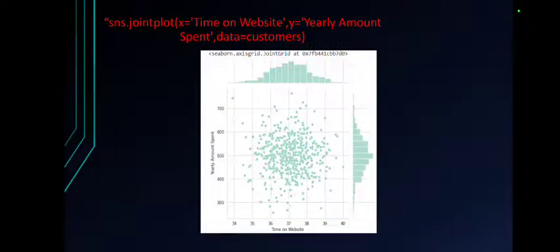After checking the data, I try to cover some plots. One of them is the joint plot. I'm going to show one over here. This shows the annual amount spent versus time on website. You can see it's concentrated data. If the person is spending like 37 minutes on the website, he is likely to be spending like $500 over the year.